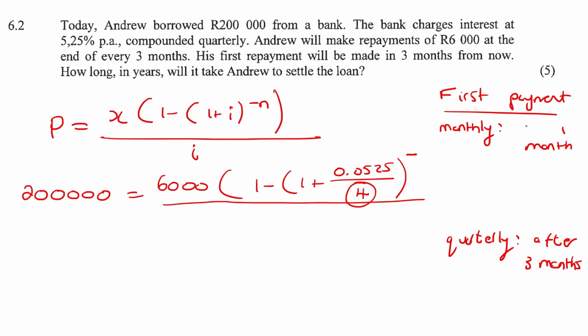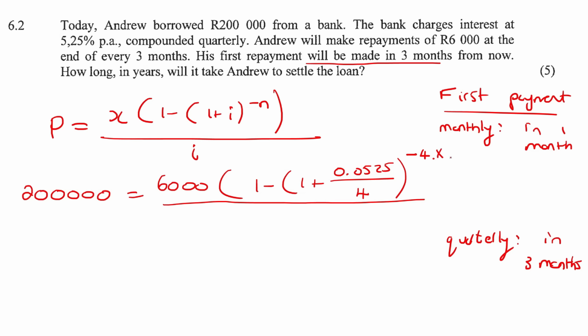We could say here in 1 month and in 3 months. And that is exactly what Andrew did. So everything in this question is perfect. So we can simply say 4 multiplied by the number of years, which is x.